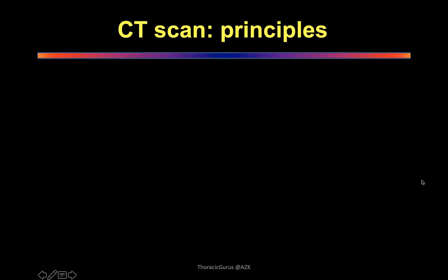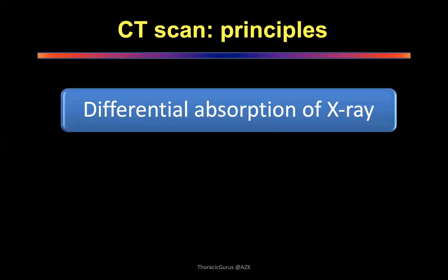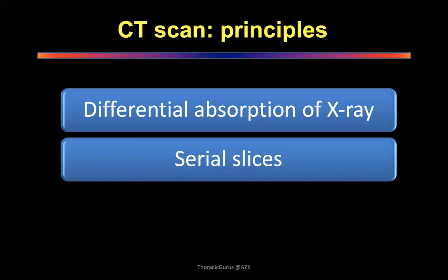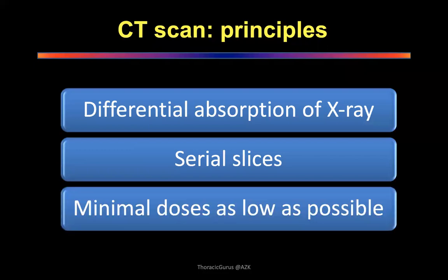Okay, carry on. So what are the principles of doing a CT scan? Okay, you've got to understand that different tissue in the body has different absorption of X-ray. That's normal. That's a common thing. If you take serial slices, then you will get multiple shots of various tissues. And the philosophy of a CT scan should be that the dose should be as low as possible.